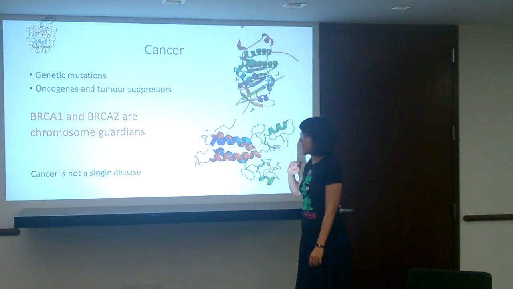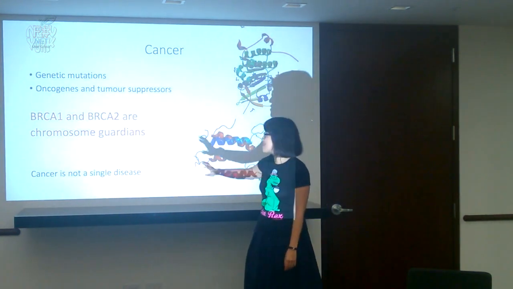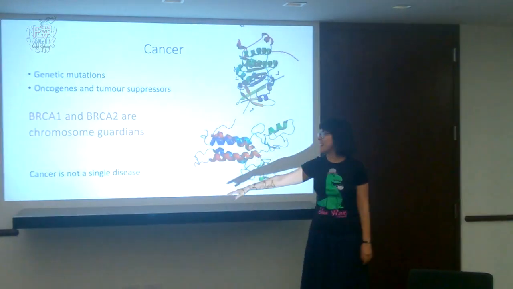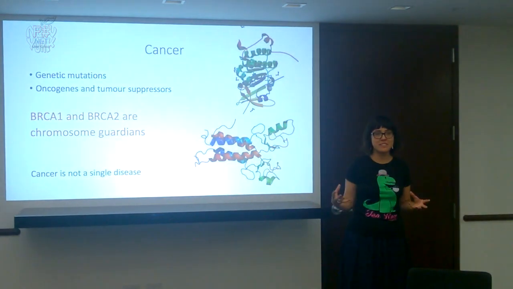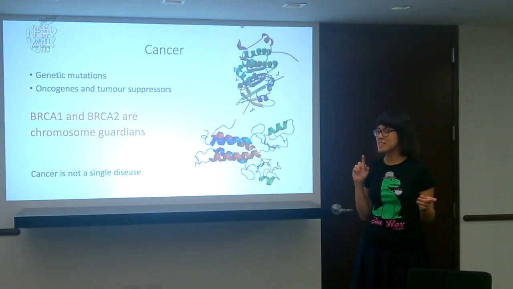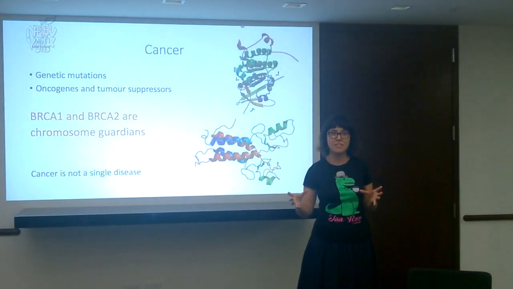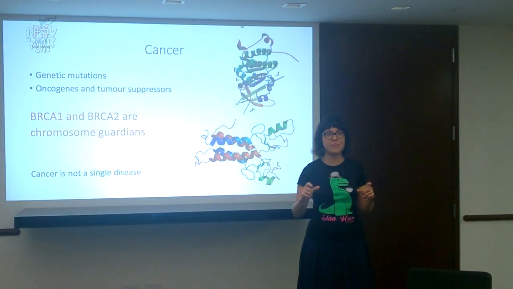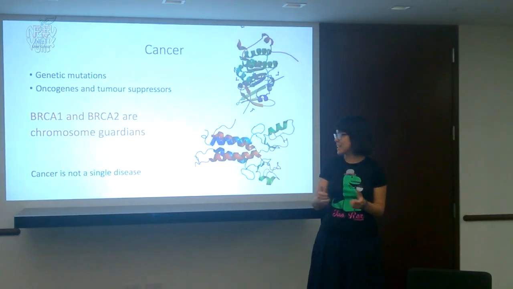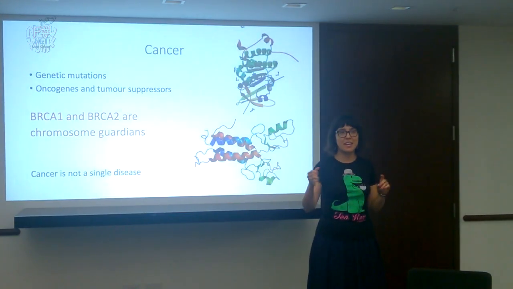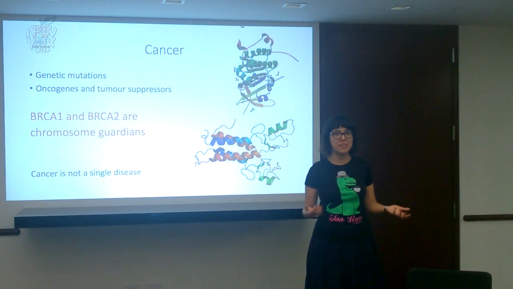My lab is doing a lot of research on the BRCA2 gene, and these two genes act as chromosome guardians. There are two types of genes that are involved in cancer. One type is oncogenes, which are genes that when they get mutated, cause cancer directly. Another type are tumor suppressors, which guard against cancer, and when they get mutated, they basically can't prevent cancer anymore.